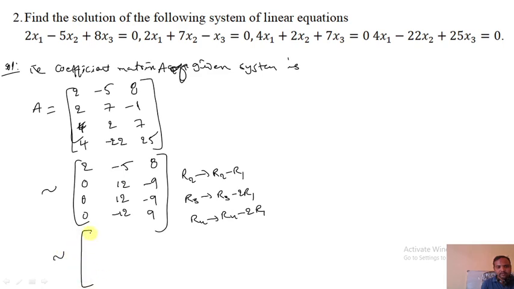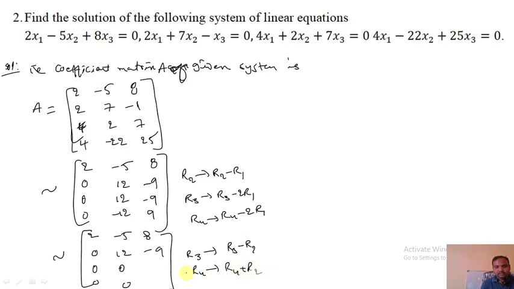Convert to echelon form. The first row is 2, minus 5, 8. Then 0, 12, minus 9. Now with this pivot, you have to convert the elements below to 0. What operation do you have to apply? R3 is R3 minus R2, and R4 is R4 plus R2. Now this row is 0, 0, and minus 9, 0. This also 0. Now it is an echelon form.